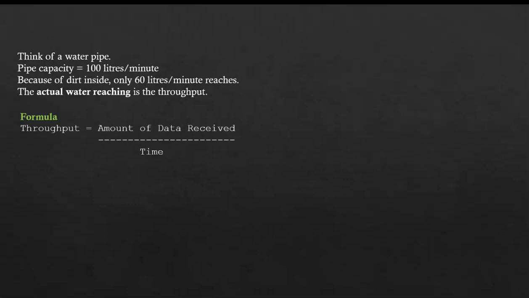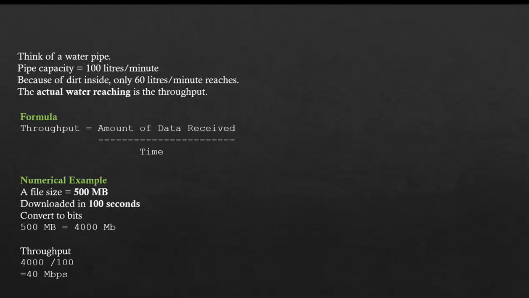So now, how is throughput calculated? Throughput is calculated by the formula: actual amount of data received divided by time. Let us look at an example. A file of size 500 MB is downloaded in 100 seconds. Convert into bits, throughput will be 4000 divided by 100, which is 40 Mbps.